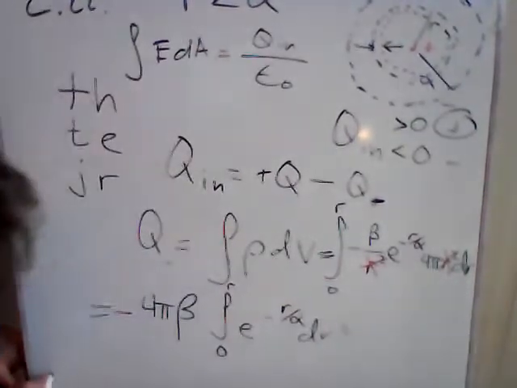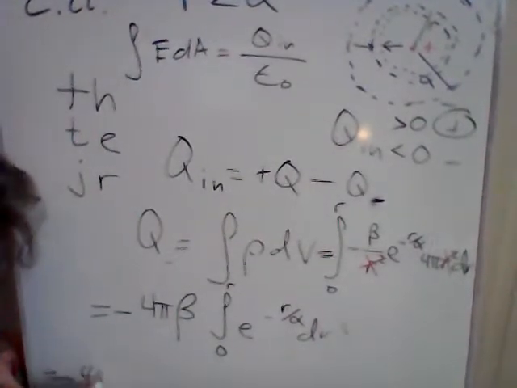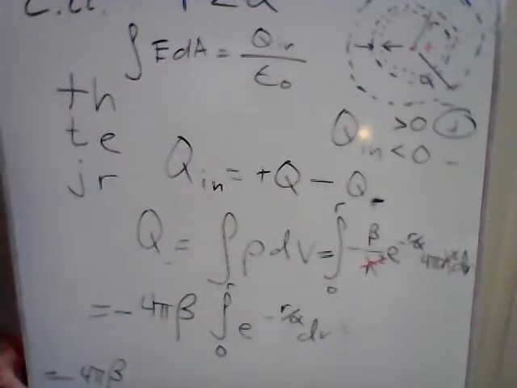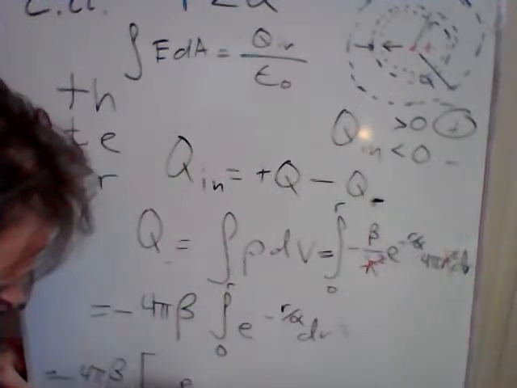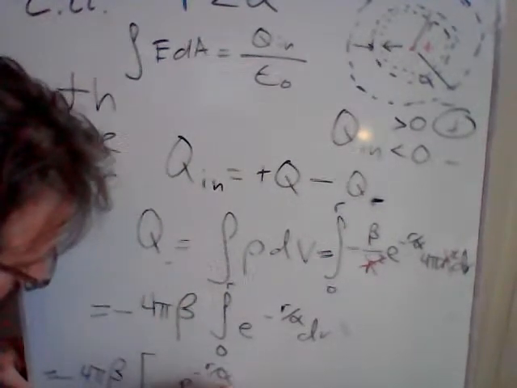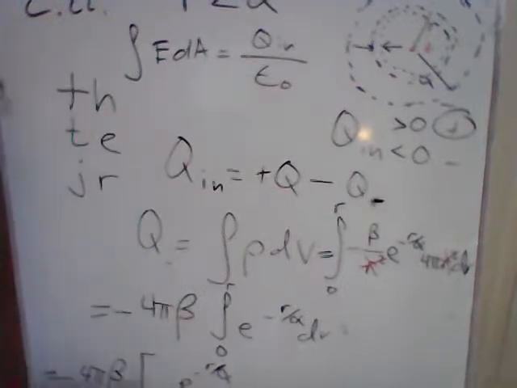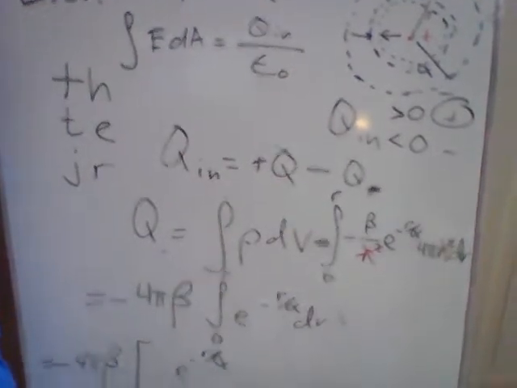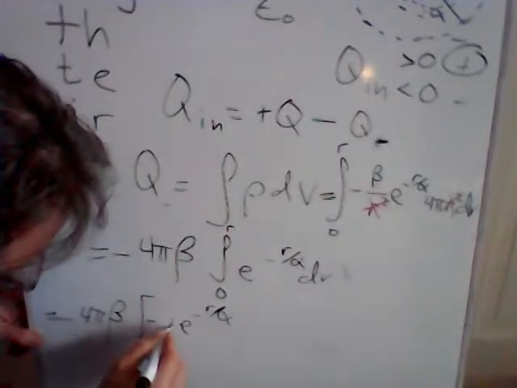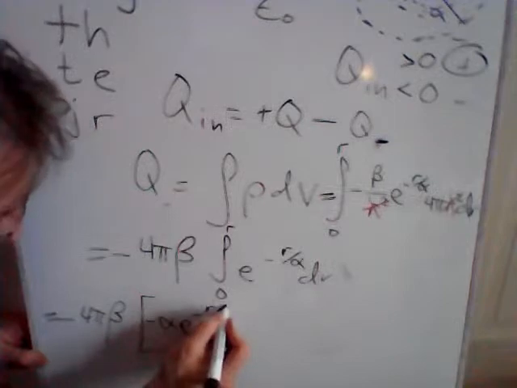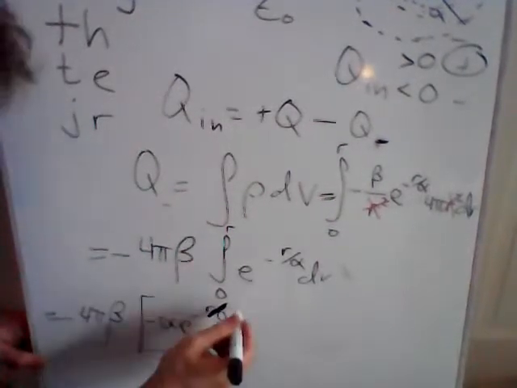Maybe write that over here. Kind of room. So we have minus 4 pi beta, and then here comes the integral. We'll write it like this. E to the minus r over alpha. If we were to take the derivative of this, the minus 1 over alpha would pop out front. So we need to put minus alpha in the front in order to cancel that out when we take that derivative. So this is the correct integral.